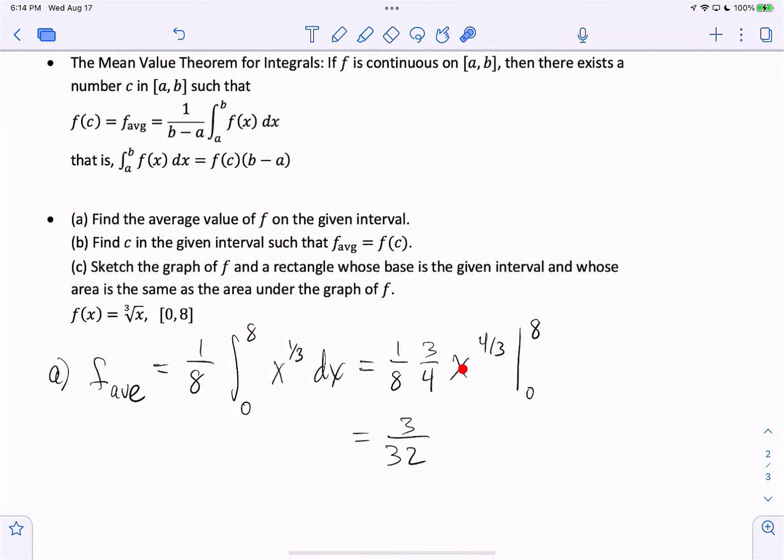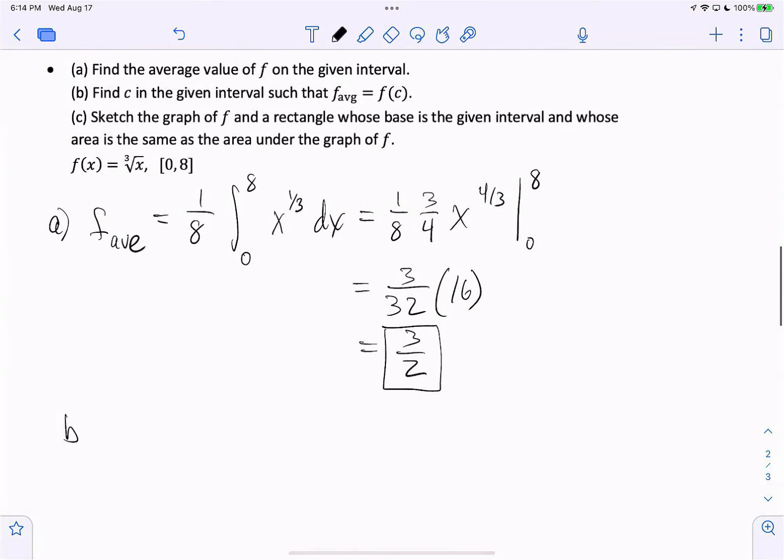8 goes in place of x, and in the exponent 4/3, 3 is a cube root. So the cube root of 8 is 2. 2 to the 4th power is 16. So we have 3 over 32 times 16. That's going to give me 3/2. There's our average function value.